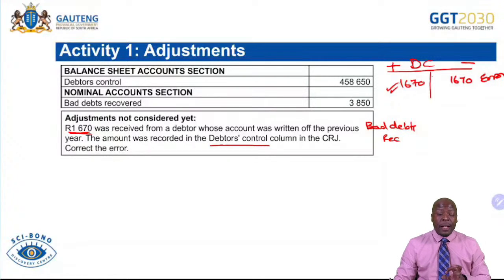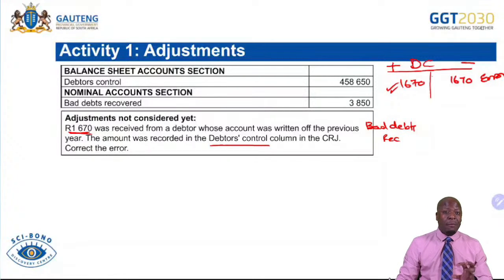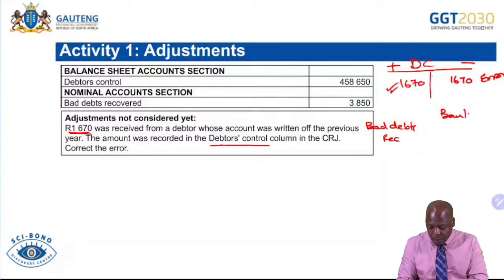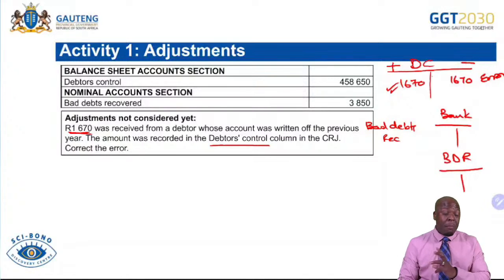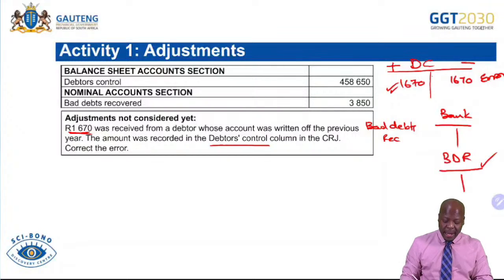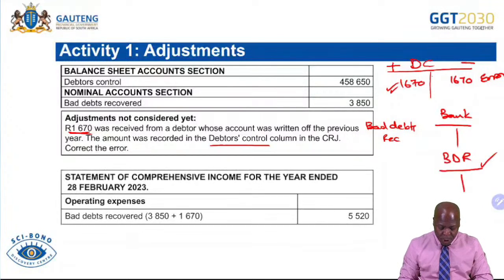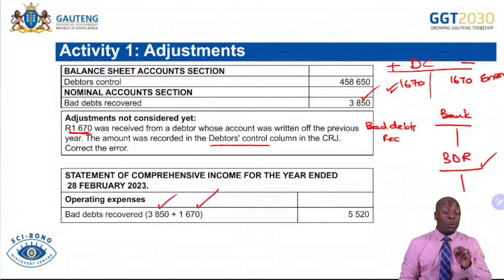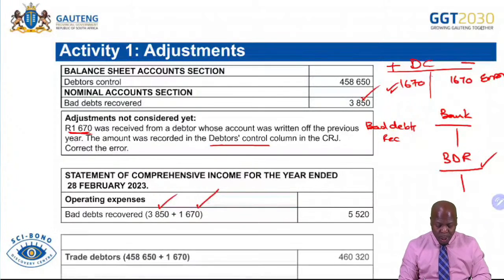And you then know that once an amount is received from an account that was previously written off, it affects only two accounts. That is your bank and your bad debts recovered. All right. So remember, we're preparing a statement of comprehensive income. So we're going to have the bad debts recovered. Okay. So here's our bad debts recovered. Remember, initially we're 3,850, which is that one. Then we add the amount that was incorrectly recorded in the debtors control. And then secondly, we correct that error.